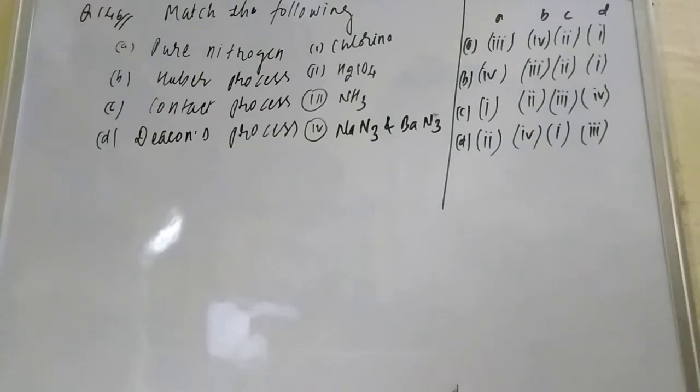Hello friend, in the NEET 2019, one more problem asked in the set number S2. The problem number 146 belongs to P block element, and the two have been taken from different groups. So one is from group 15, one is group 16 and another is group 17. So what they are saying, match the following: pure nitrogen.